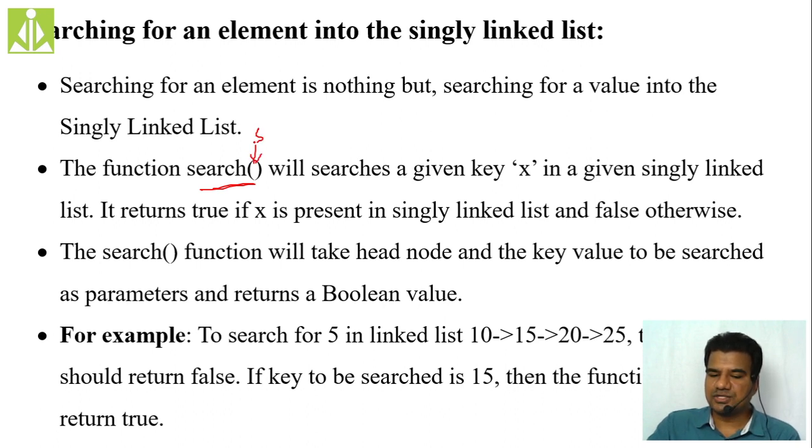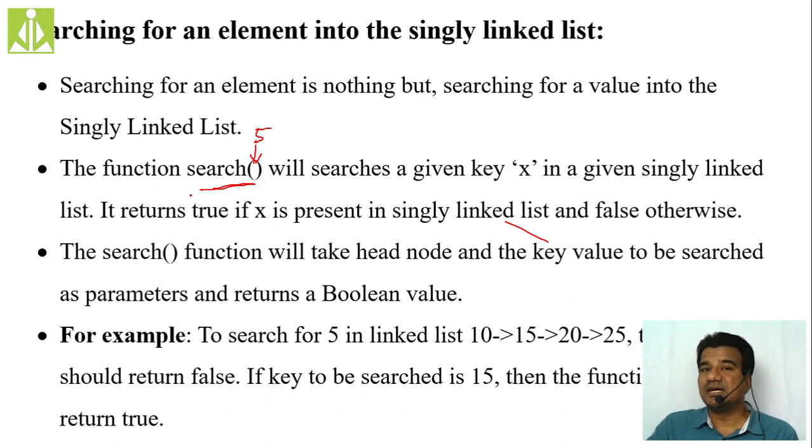Let us say I want to search for 5 in the given linked list. We will see that afterwards. Whatever value you want to search, you have to pass as an argument to this search function. If the value is present inside the singly linked list, it will return true. The function will return the boolean value true. If the value is not present inside the singly linked list, then the function will return false.